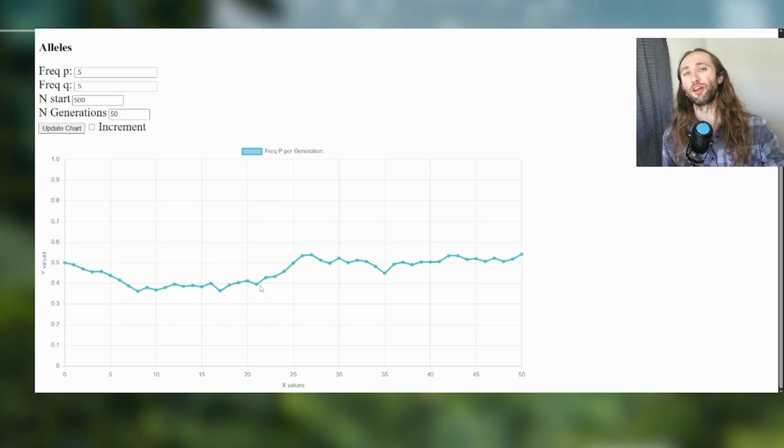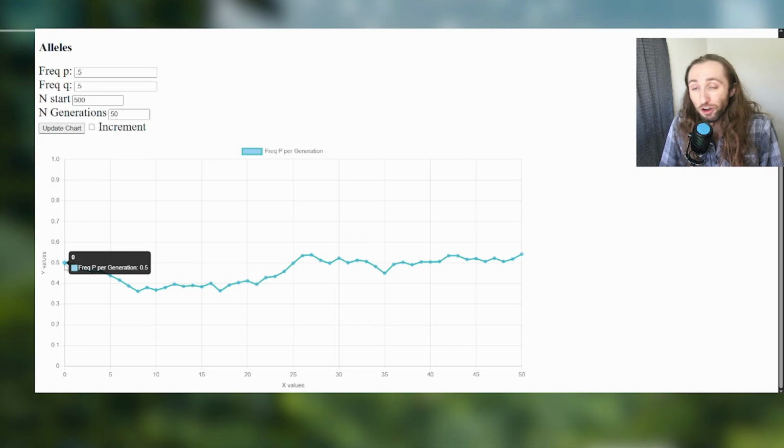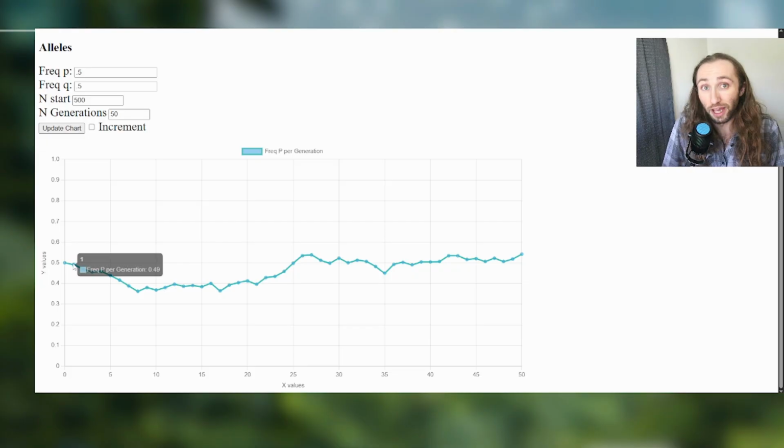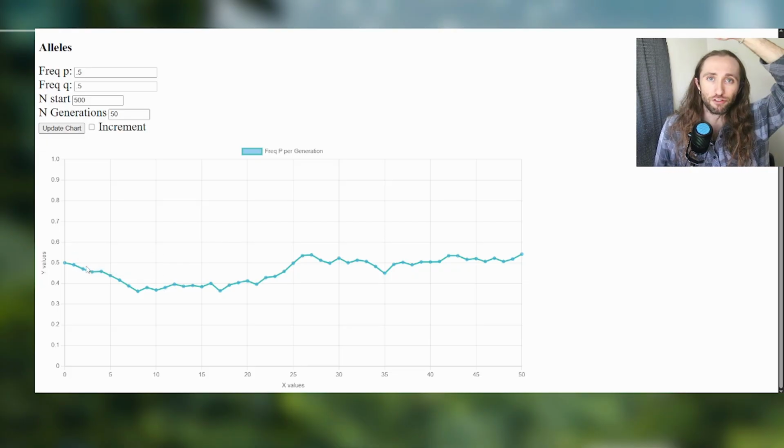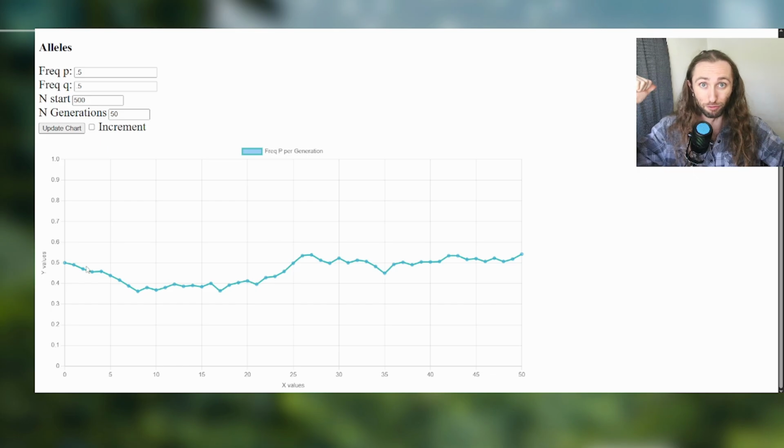And just so we can connect it back to the simulator, again, at every generation, we are generating a random number for every individual in the population, for every value of n. So n start is here, 500. So at the first generation, we are going to generate a random number 500 times and compare it to p and q 500 times. The next generation, we'll do it again, but we will use the value of p that was generated in the previous generation. So this is how compounding effects can occur, right? Because we're taking that value from the previous generation.